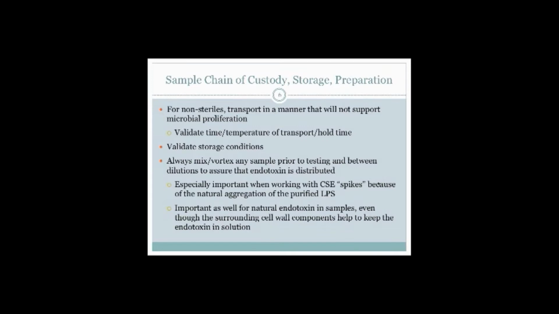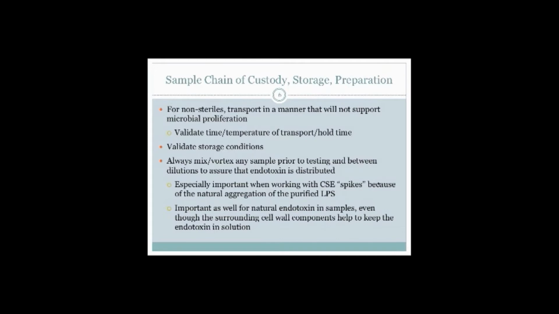So we need to validate the time and the temperature of transport and the whole time, including the storage conditions. If we look at the FDA questions and answers about this, their real concern here is mixing and vortexing. Control standard endotoxin is purified lipopolysaccharide, and purified lipopolysaccharide tends to aggregate. And depending on the sample matrix, the aggregation state can either be increased or decreased. The lipopolysaccharide can stick to things. It can wreak all kinds of havoc. So FDA wants to make sure that samples are properly mixed and vortexed prior to testing and between dilutions to make sure that the endotoxin in there is properly distributed and therefore we can detect it.